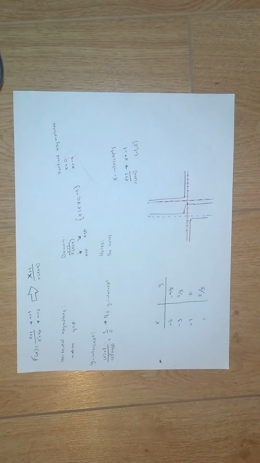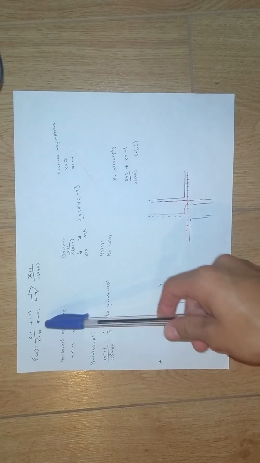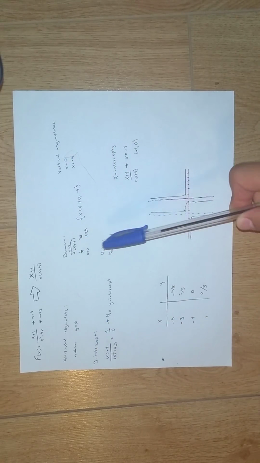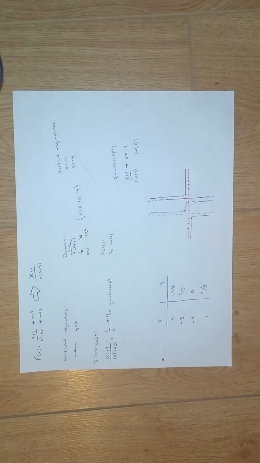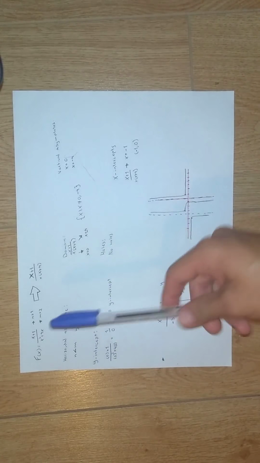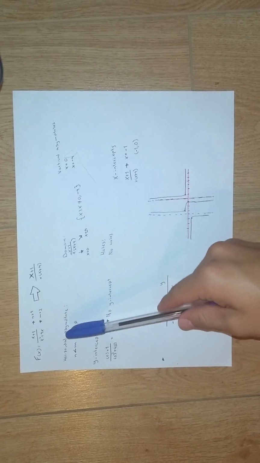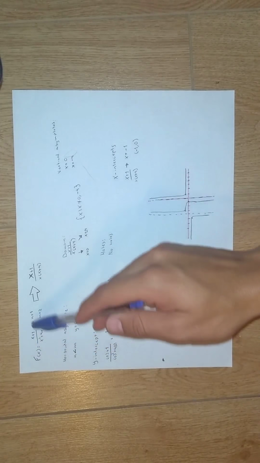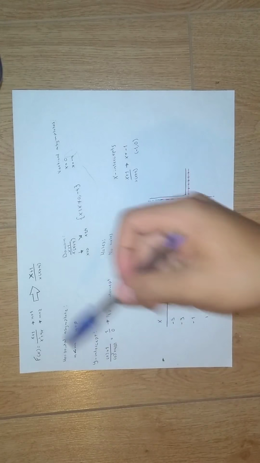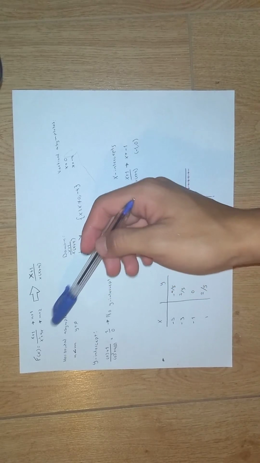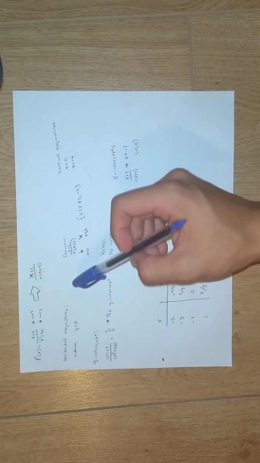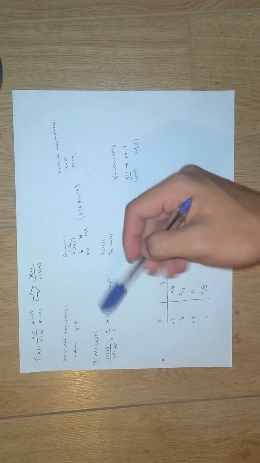Hello, today we're gonna see how to graph and find the domain, horizontal asymptote, vertical asymptote, y-intercept, holes, and x-intercept of the rational function x plus 1 divided by x squared plus 4x. Here, the degree of the numerator is lower than the denominator, meaning that the horizontal asymptote will be y equals 0.